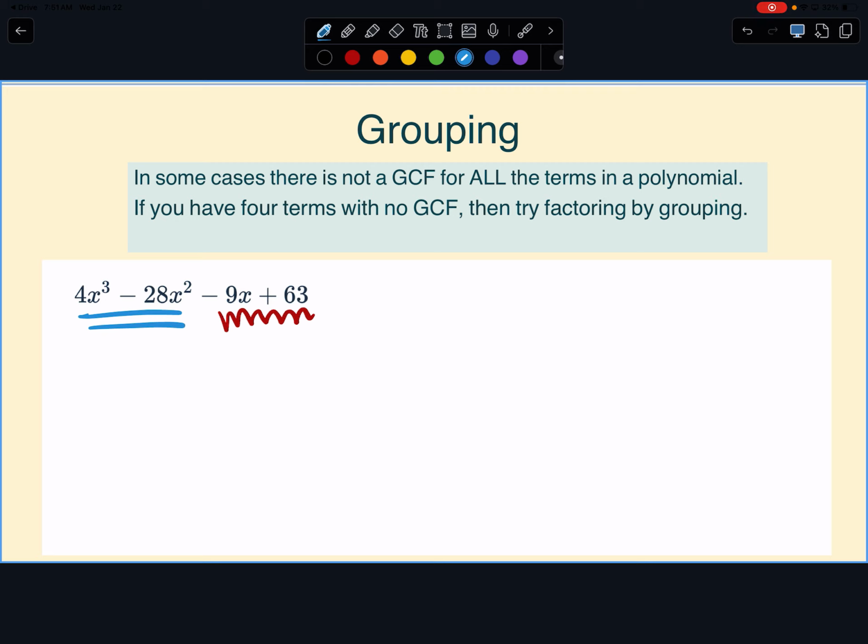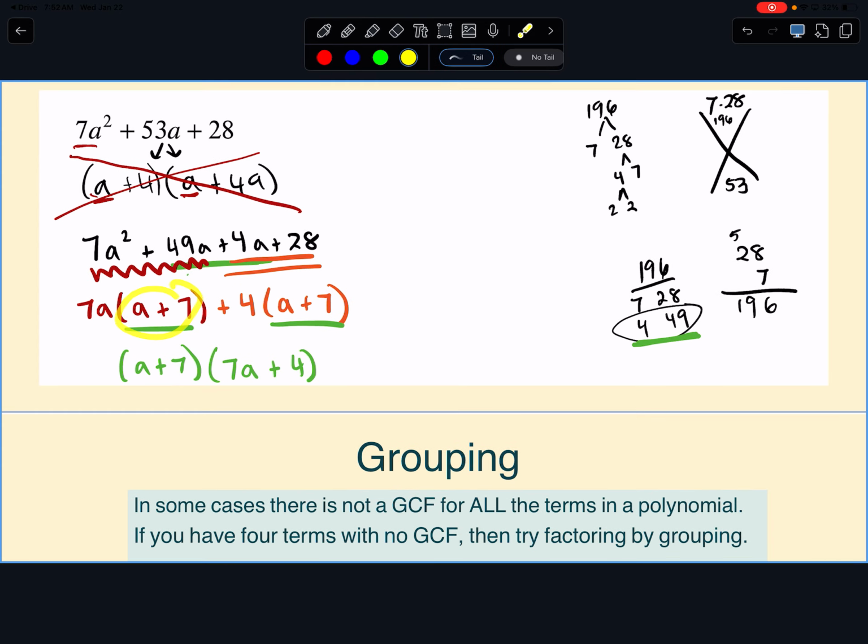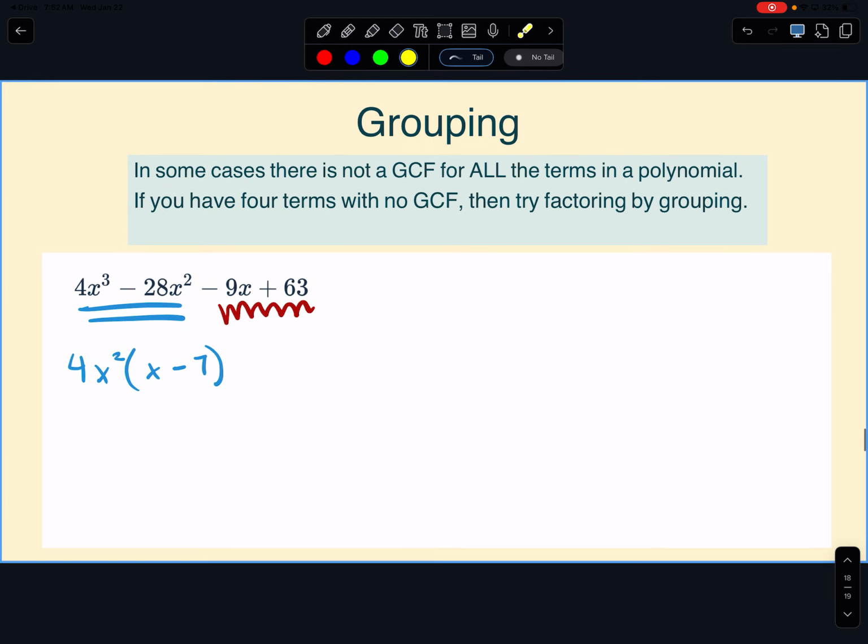So the first two terms have a common factor of 4x squared, leaving behind an x and a 7. The second two terms have a common factor. Now here's the tricky part. You have to decide whether to factor out the negative or leave it inside. Because our ultimate goal is to create this common factor situation, we want what's left to match this binomial factor in the first term, right? So we want what's left over to be positive, meaning what I have is negative. I need to factor out the negative.